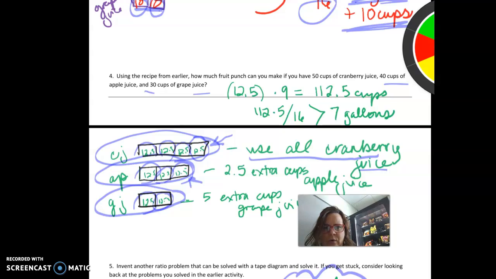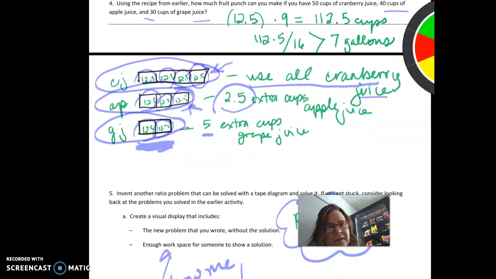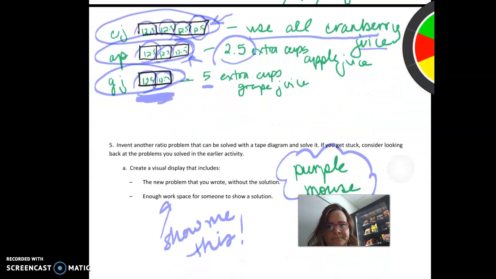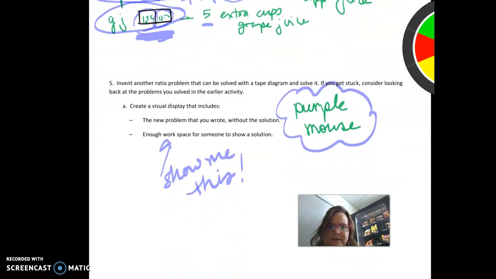If that's true, then 12.5 times 3 would leave me with 2.5 extra cups of apple juice that I don't need. And then 12.5 times 2 is 25, so I would end up with 5 extra cups of grape juice. So I'm curious to see how you did this problem. So make sure that you're showing your work how you did it, because it could have differed a little bit from how I did it.